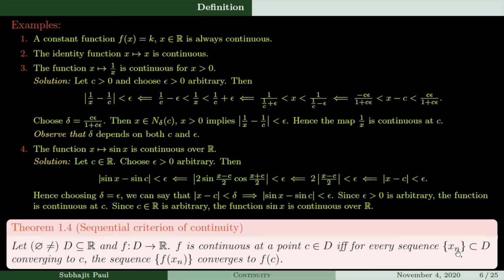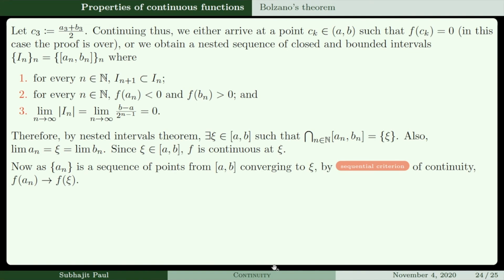So for every sequence xn converging to the point concerned, the functional sequence converges to the functional value. That was the sequential criterion. So f of An converges to f of xi. Now, by our construction, we have always kept the functional values at the left extremities negative. So in the limit, the value will be less than or equal to 0. Therefore, f of xi will be less than or equal to 0.